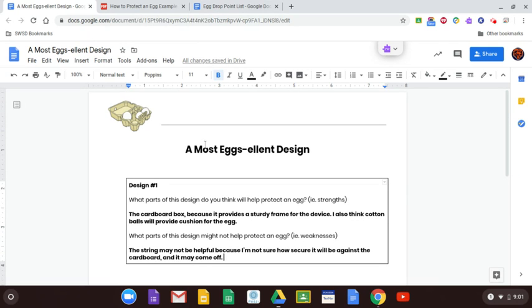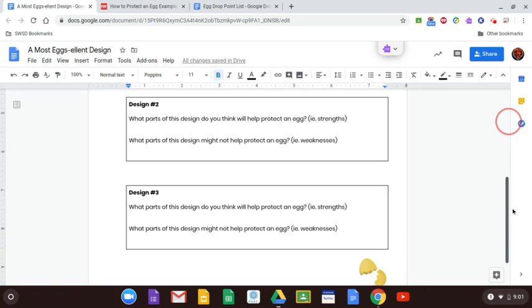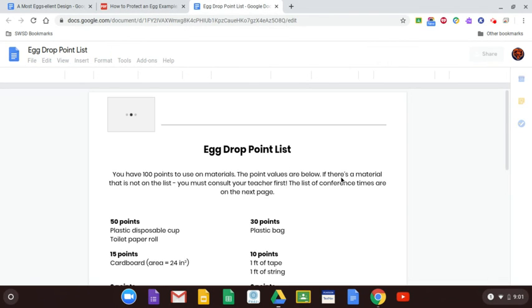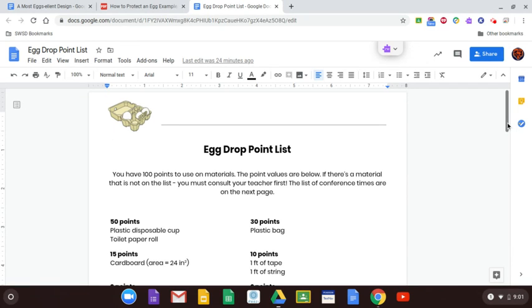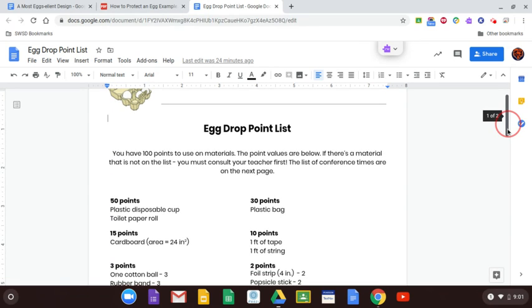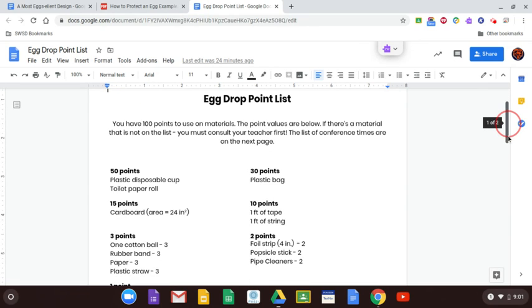Your task is to get a most excellent design completed, turned in, done. Additionally, there is another document that's posted today, and that is the egg drop point list. So you don't have to do anything with this today, but it may help you in the future to narrow down which design you like best.